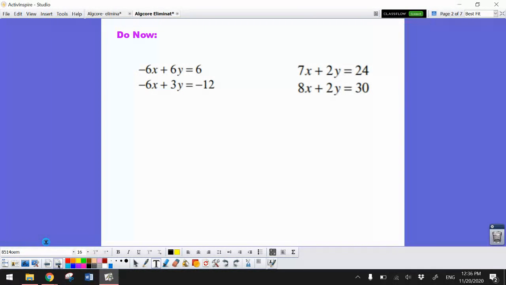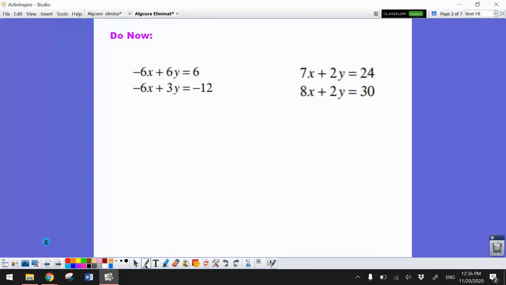Remember, these are the ones that are the same, so you're going to have to multiply one line by a -1. So see if you can come up with your solutions. Remember, you're looking for an x and a y. So hit pause, solve these. I will catch up with you in a minute.